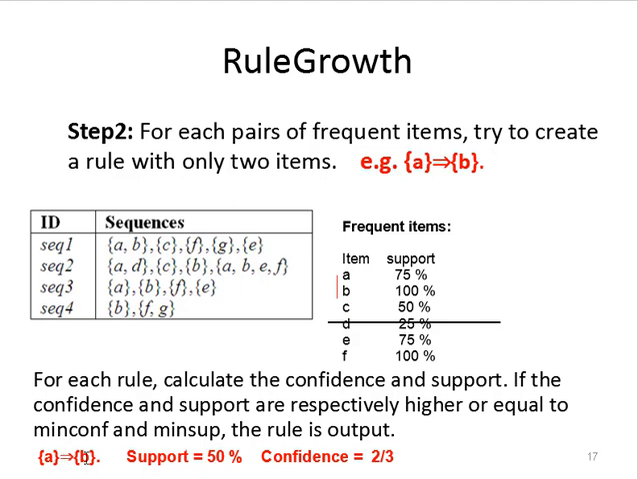Here, for example, A followed by B. When we make this, we calculate the support and confidence of the rule. The support of A followed by B is 50%, and the confidence is 66%, 2/3. So we keep all the rules that have at least the minimum support and confidence, and we output them, we show them to the user. Now we have found all the rules with two items. We need to find the larger rules.